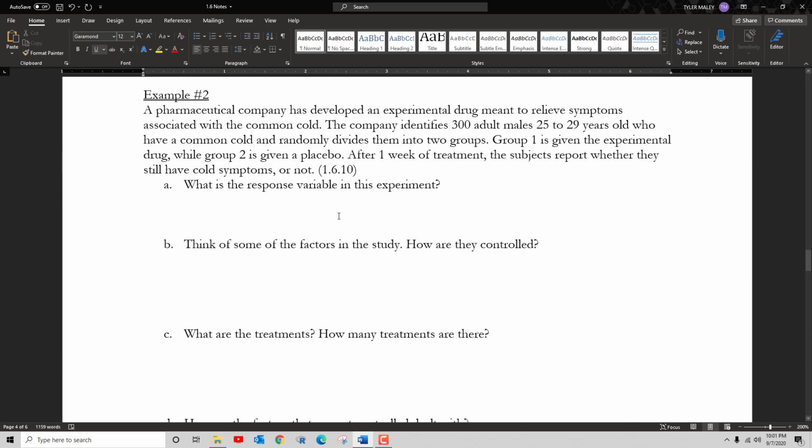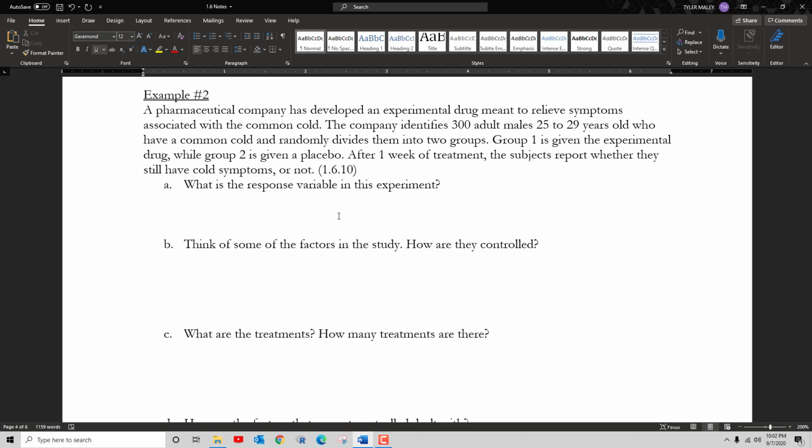Alright, so now we're ready to look at example 2. A pharmaceutical company has developed an experimental drug meant to relieve symptoms associated with the common cold. The company identifies 300 adult males, 25 to 29 years old, who have a common cold and randomly divides them into two groups. Group 1 is given the experimental drug, while Group 2 is given a placebo. After 1 week of treatment, the subjects report whether they still have cold symptoms or not. What is the response variable in this experiment?